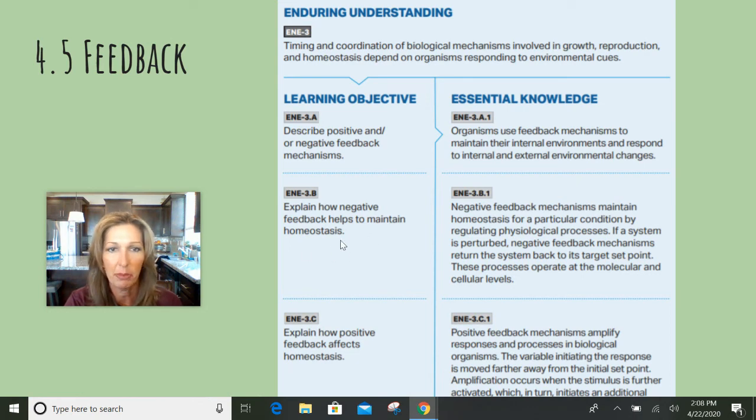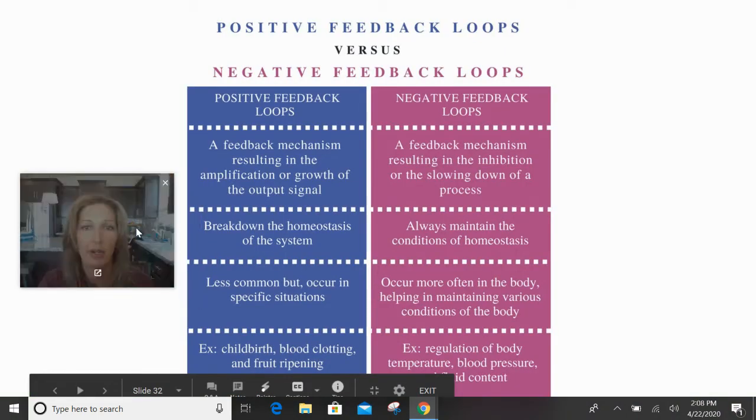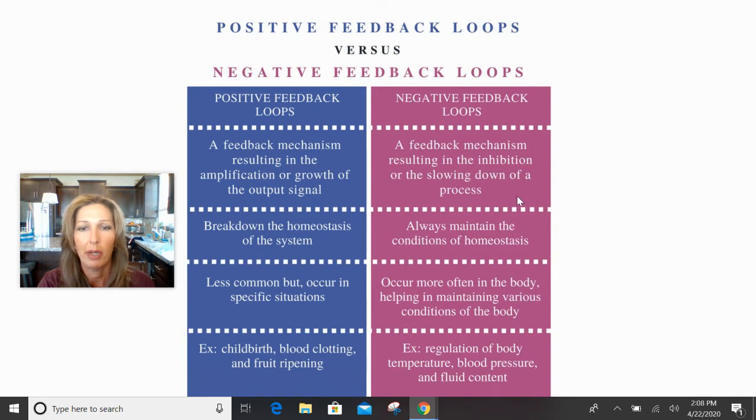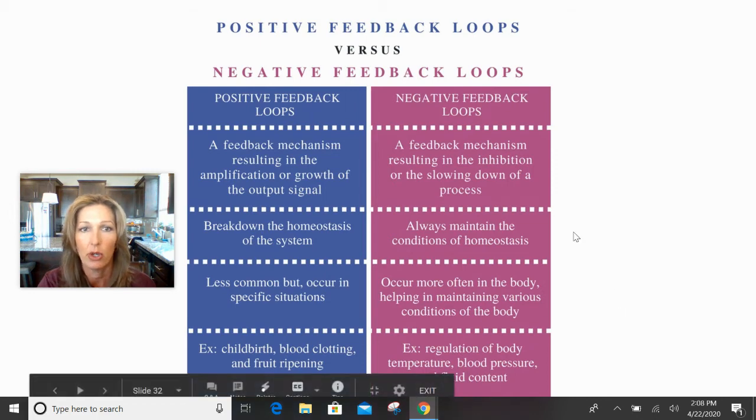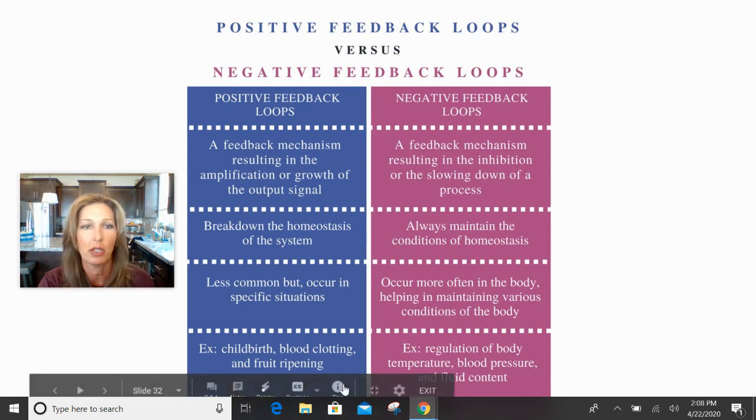Okay, so feedback, positive versus negative feedback. This is how we maintain homeostasis with negative feedback mechanisms, and why we need positive feedback systems. With negative feedback, we're always trying to maintain a set point, trying to maintain homeostasis. With positive feedback, we're always trying to increase that stimulus in order to get a change in the situation. Examples of positive feedback loops are childbirth, blood clotting, and fruit ripening. Negative feedback examples include regulation of body temperature, blood pressure, amino acid levels, and hormone levels.